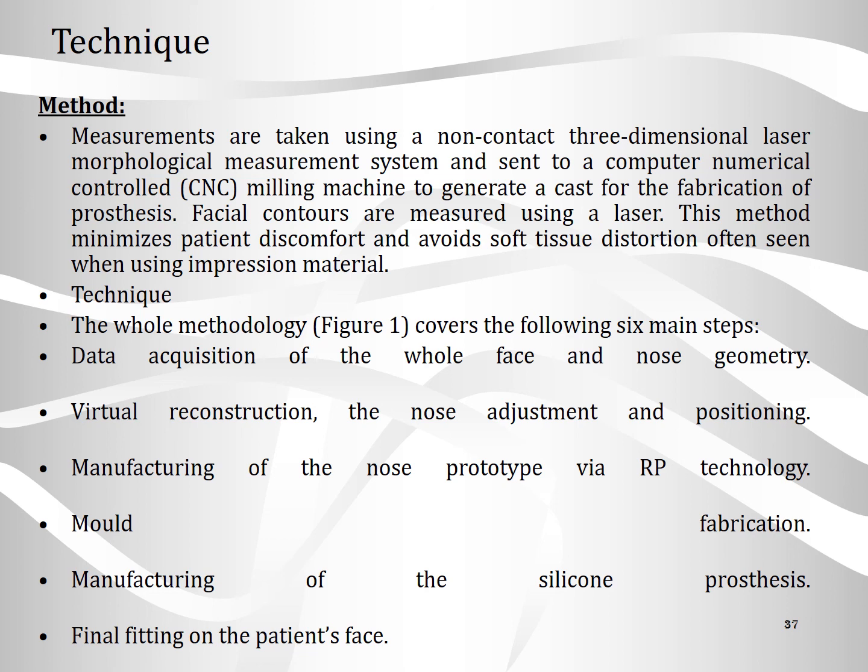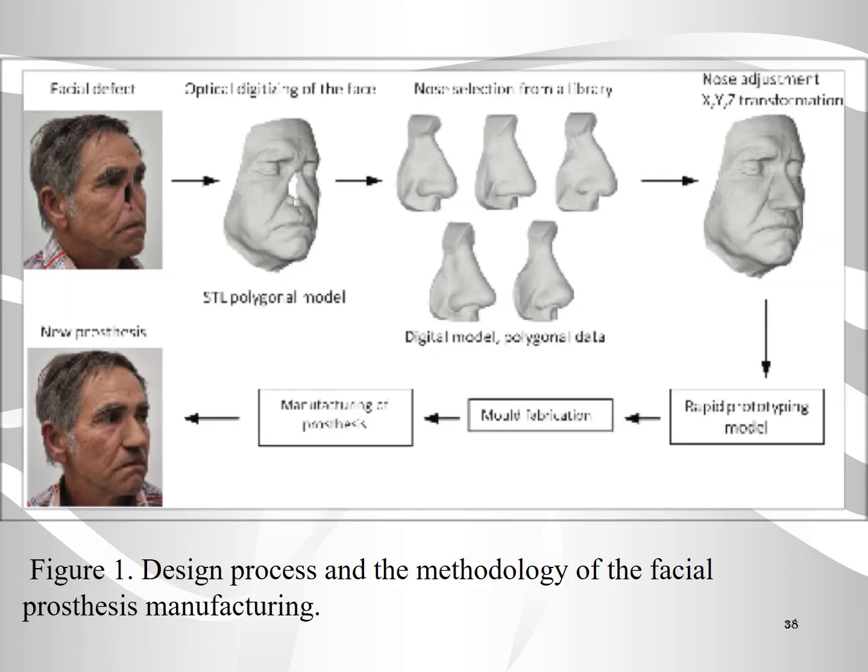Facial contours are measured using a laser. This method minimizes patients' discomfort and avoids soft tissue distortions often seen when using impression materials. So the technique basically has 6 steps, and we'll be talking about this in the next slide. So here you can see, starting with the facial defect, you can see on the first photograph.